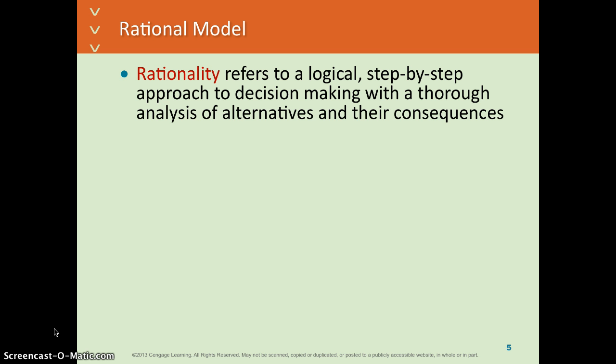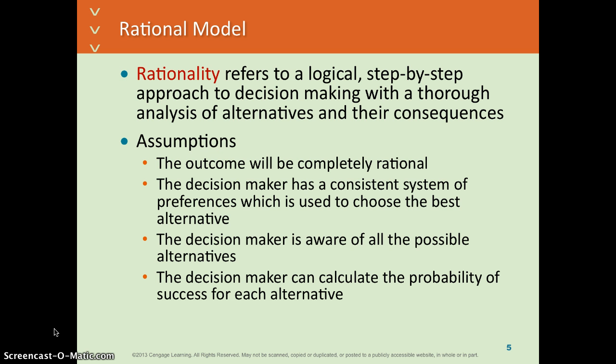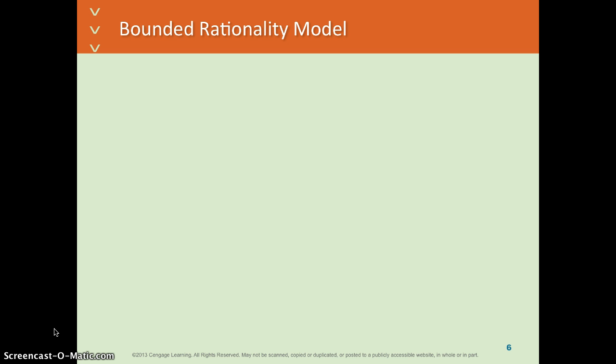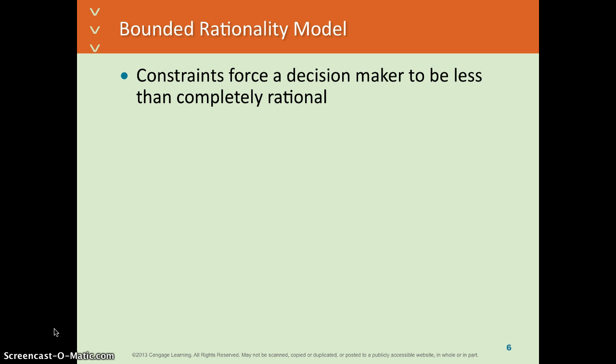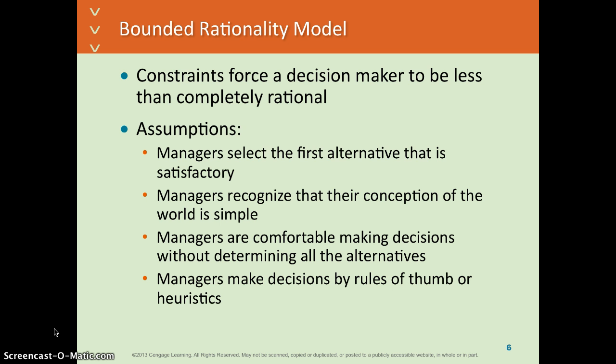Rational, just by definition, is step by step. Bounded rationality is basically realizing that in some cases we just don't have all the information, so we're not completely step-by-step rational. We will use different techniques with bounded rationality.